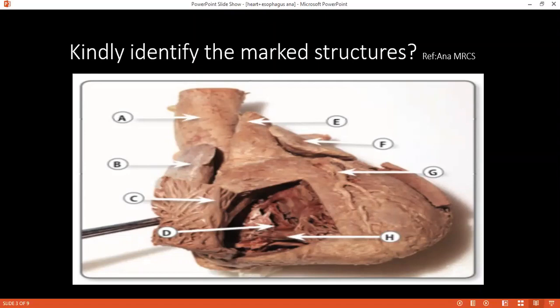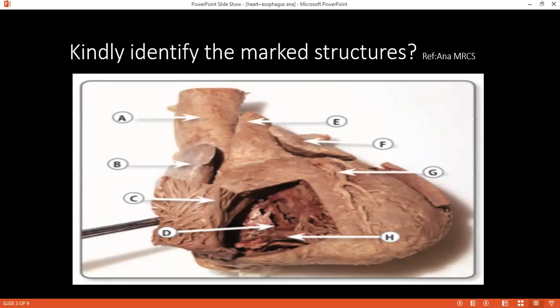Kindly begin with A. A is aorta, ascending aorta. B is auricle of right atrium. C is crista terminalis. D is cusp of tricuspid valve. H is chordae tendineae and papillary muscle. E is infundibulum of pulmonary trunk.